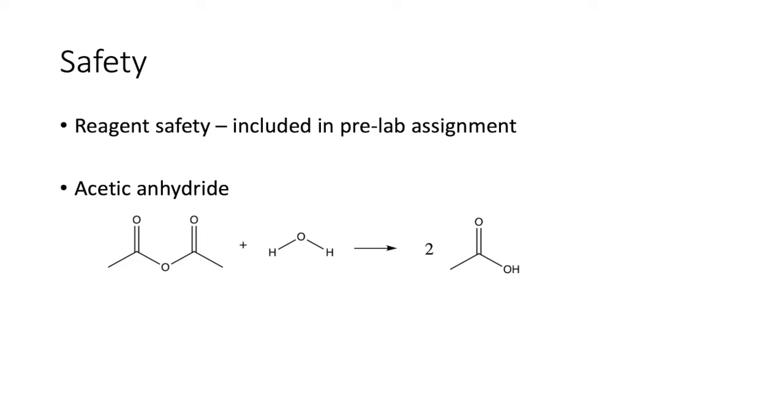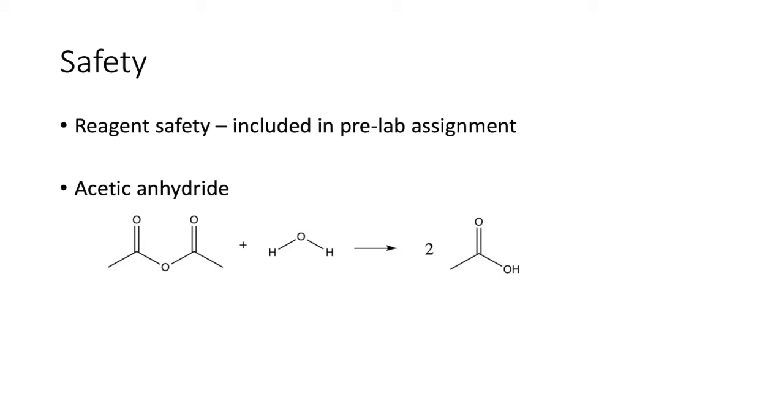There's only one chemical with a specific safety hazard that we're going to point out in this video, and that chemical is acetic anhydride. At one point in this experiment, during the workup, you'll be asked to add water to some leftover acetic anhydride. When you mix water with acetic anhydride, you will form acetic acid. And the reaction is extremely exothermic. It gives off a lot of heat.